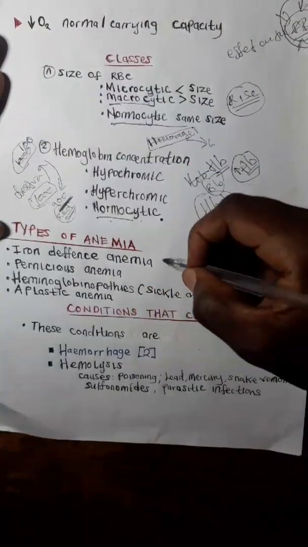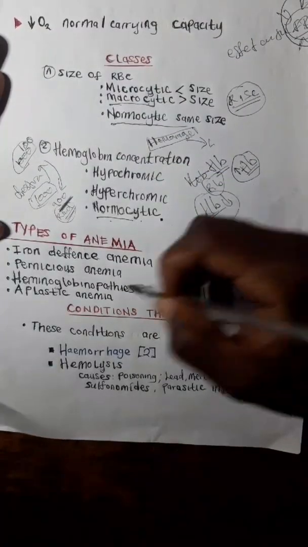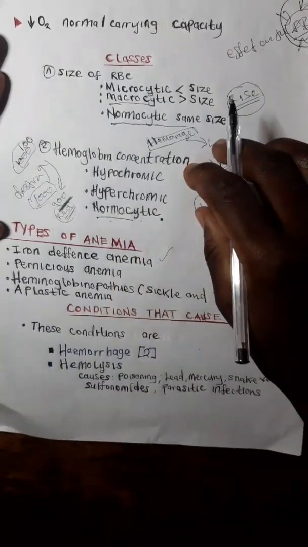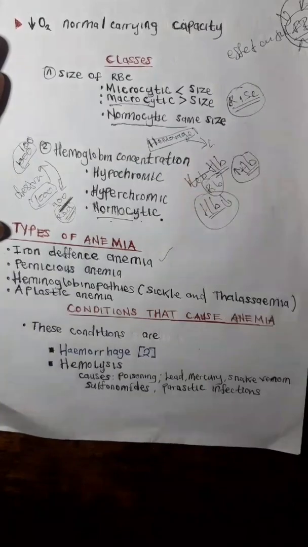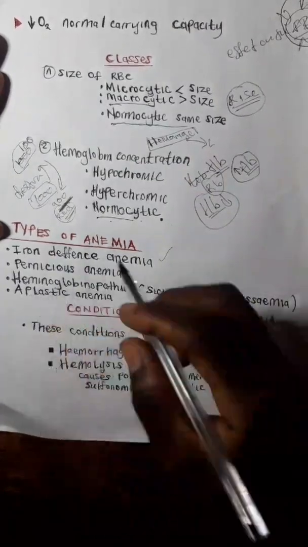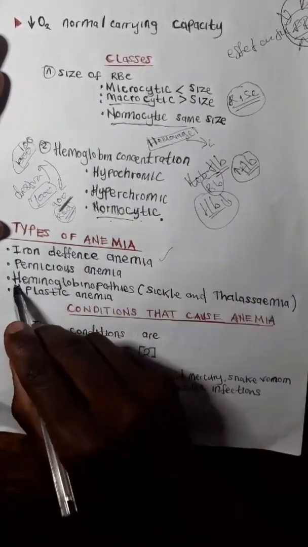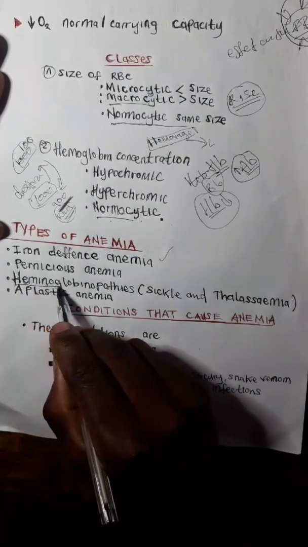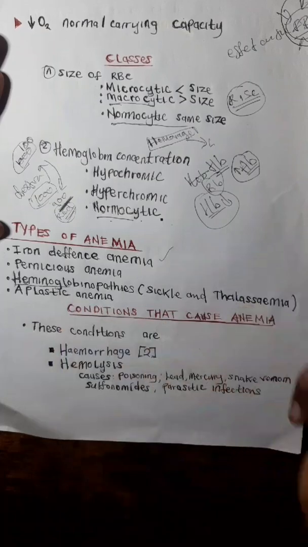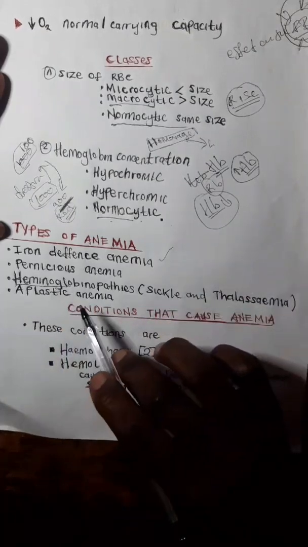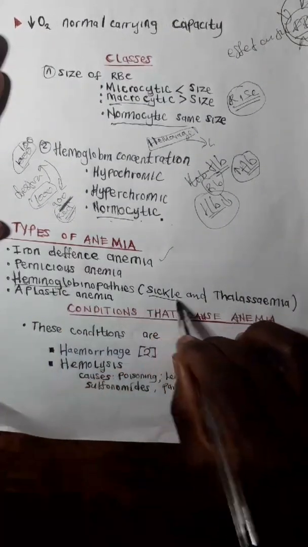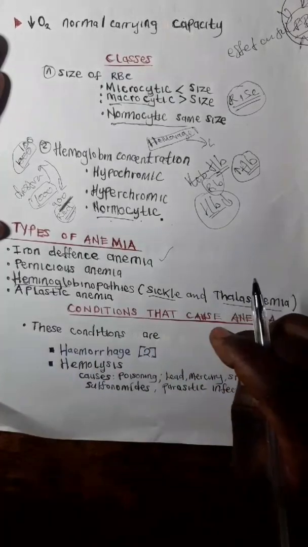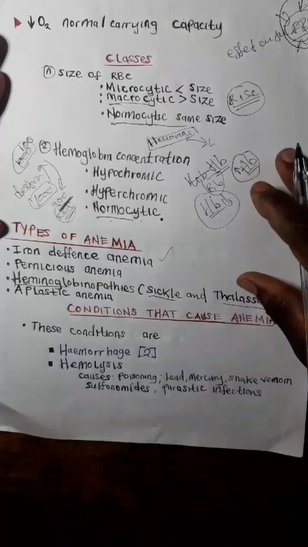So we have iron deficiency, we have pernicious, we have also hemoglobinopathy. Hemoglobinopathy simply means having a defect in the synthesis of hemoglobin. So we have 2 types of hemoglobinopathy. There is sickle cell anemia and also thalassemia, of which we will consider them in detail.